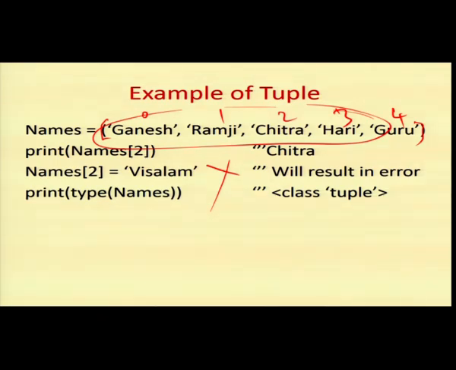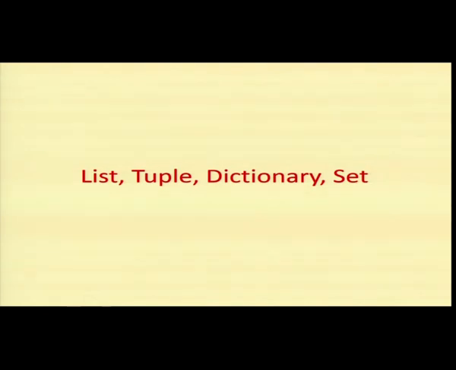Let us summarize this session. We saw what a list is, and we saw certain examples of lists. We saw what a tuple is, and we saw certain examples of tuples, and we saw the basic difference between a list and a tuple, because this is the most important concept as far as Python programming is concerned. If you do not understand list, tuple, dictionary and set, you will not be in a position to code properly. That is the reason it has been dealt with in detail. You would have understood the difference between list and tuple.